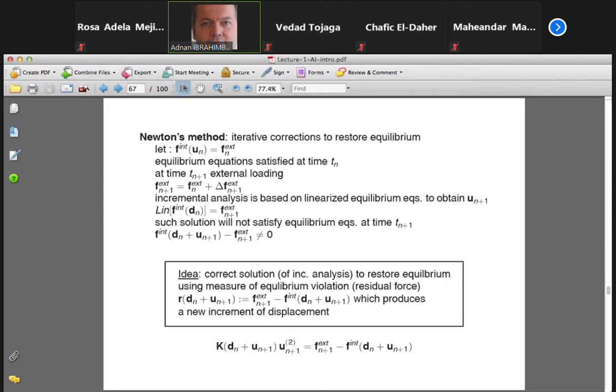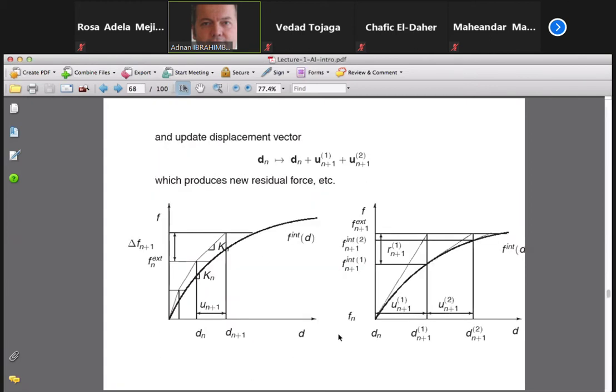So I have to form my tangent stiffness again at the value of this displacement which was provided by the incremental analysis, which is dn plus un plus 1. And I have to provide this residual. Solving this, I get my second iterative improvement to displacement. And so I get a better estimate of what this displacement should be. This is shown here for the step 3n.